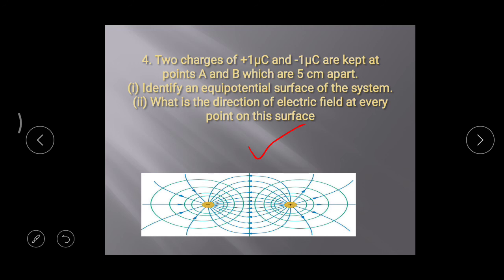Another question is what is the direction of electric field at this surface. The direction of electric field at this surface is from positive to negative charge, because the electric field due to positive charge at any point is outward, and that due to negative charge is inward, so the net electric field is in this direction. So we can say that electric field is perpendicular to the surface and indicates from positive to negative charge.